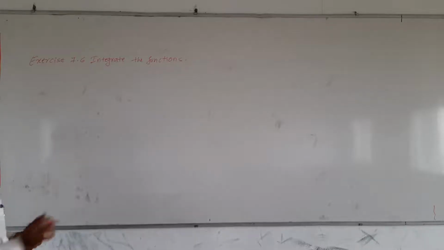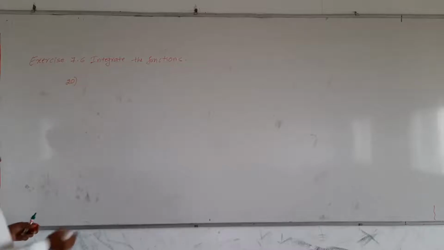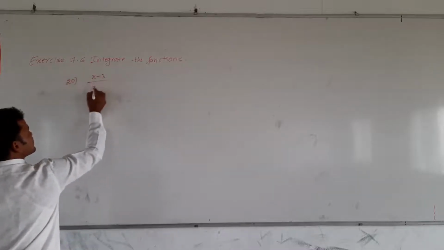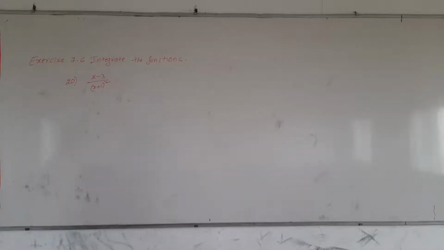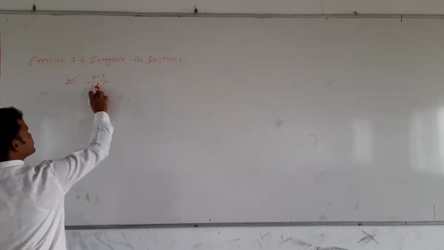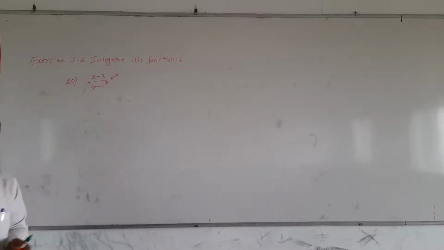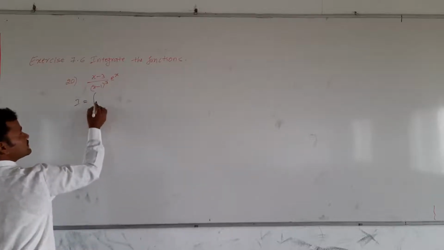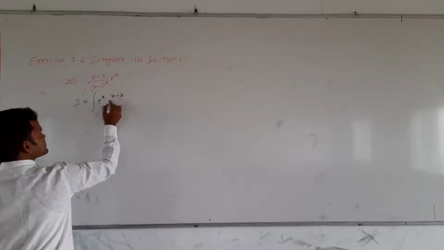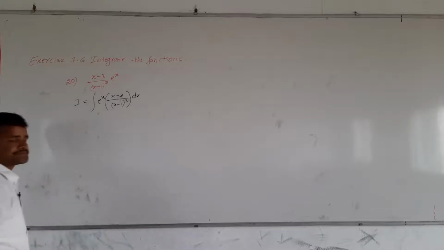Next, problem number 20. Problem number 20 is x minus 3 by x minus 1 whole cube, into e raised to x. That is problem number 20. We need to solve this. Again, it is very simple. We have I is equal to the integral of e raised to x into x minus 3 by x minus 1 whole cube into dx. This is our question.